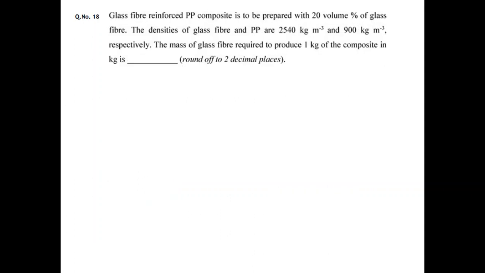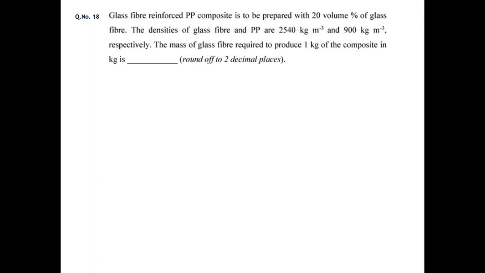Next question is, a composite of polypropylene reinforced by 20% by volume of glass fiber is to be prepared. Densities of glass fiber and polypropylene are given. Now we need to calculate the amount of glass fiber in kgs per kg of composite. In order to solve this problem, we will have to calculate the density of the composite and then we can determine the volume of 1 kg of composite.